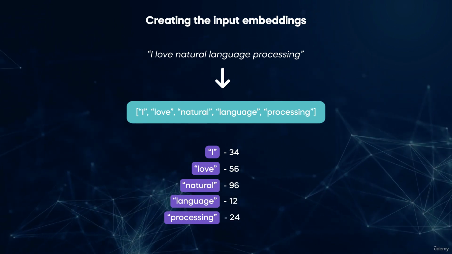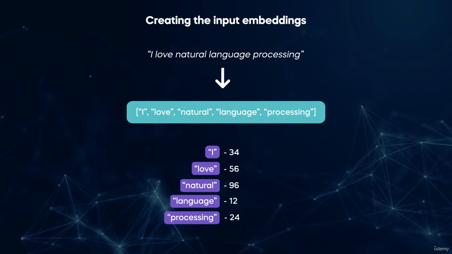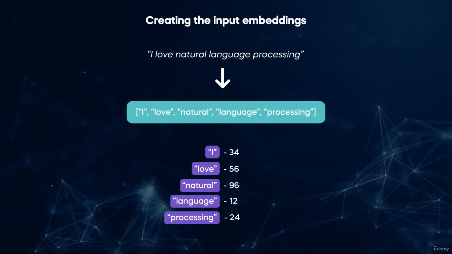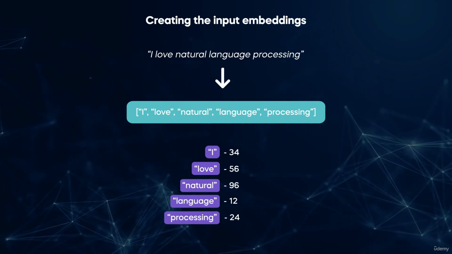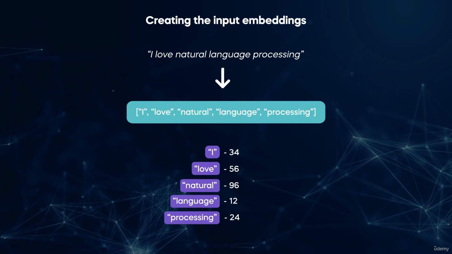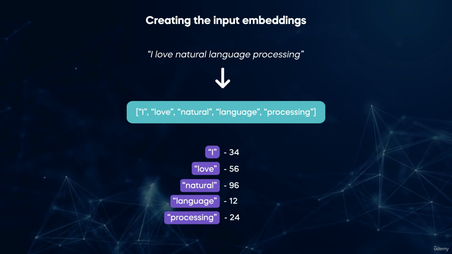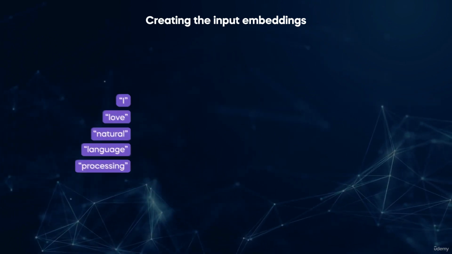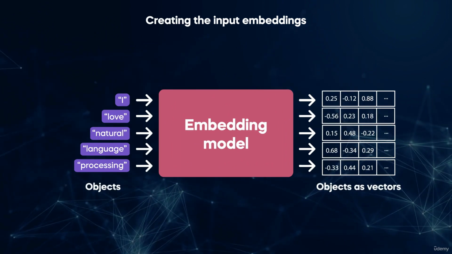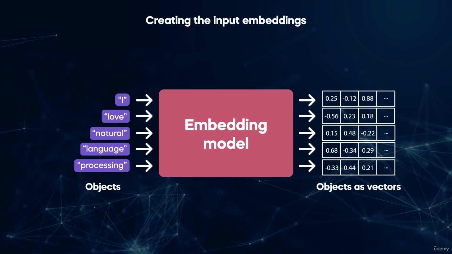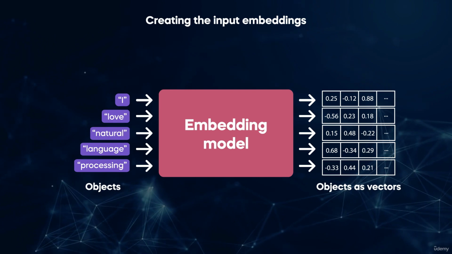This vocabulary is typically built from a large corpus of text and contains all the tokens the model can recognize. For instance, I might be mapped to number 34, love to number 56, and so on. Once tokens are mapped to their respective indices, the model retrieves its pre-trained word embeddings from an embedding matrix. This embedding matrix contains vector representations, often called word embeddings, for each token in the vocabulary.